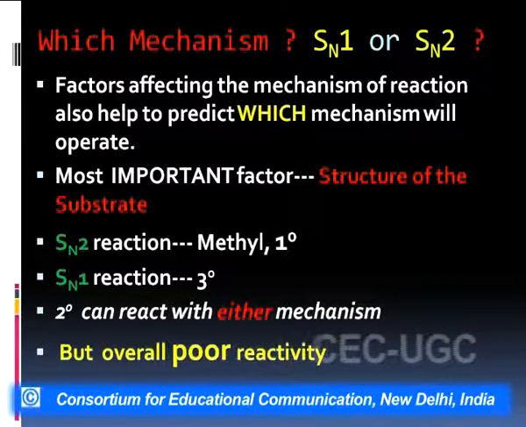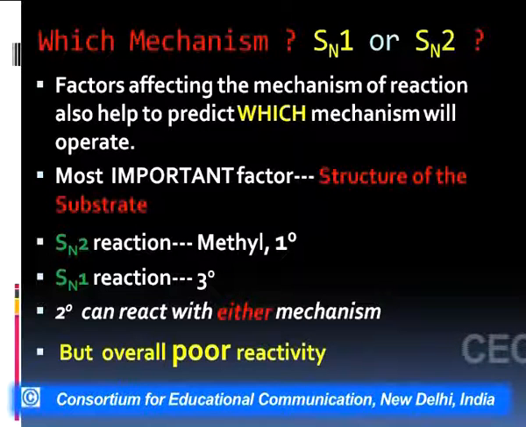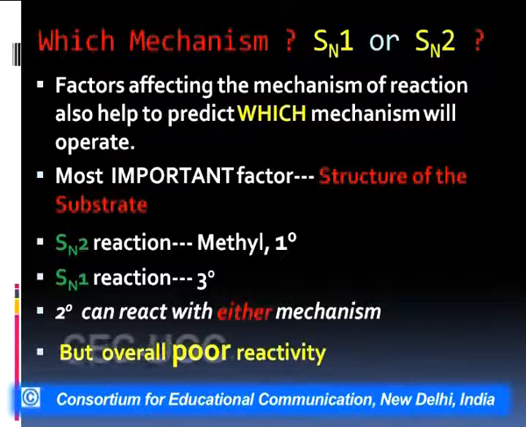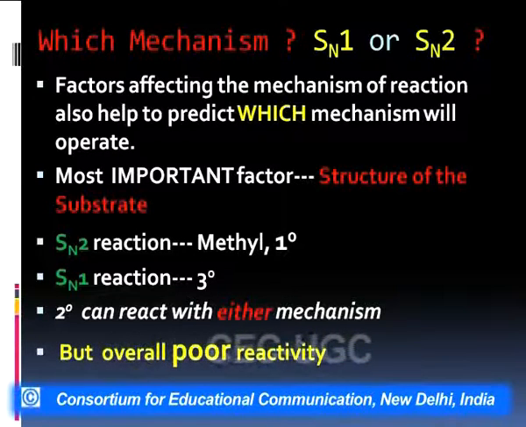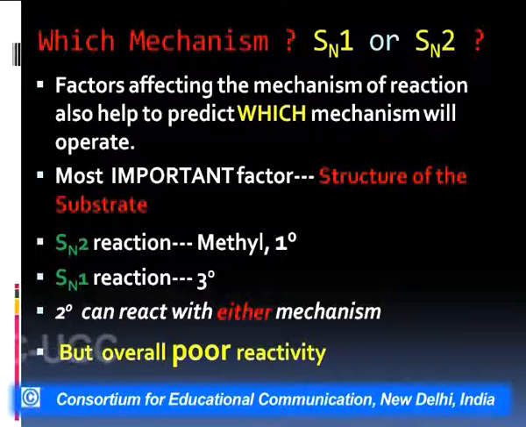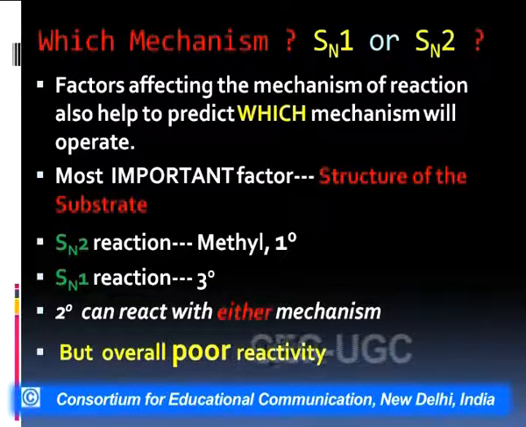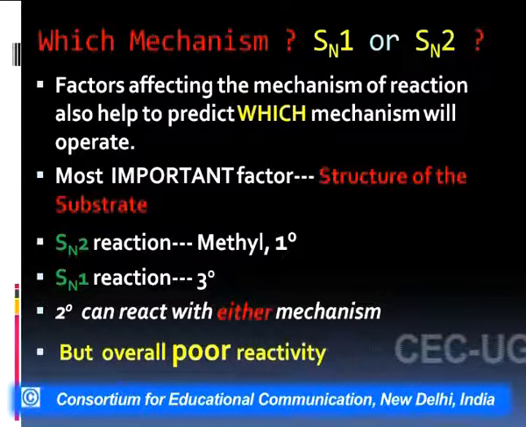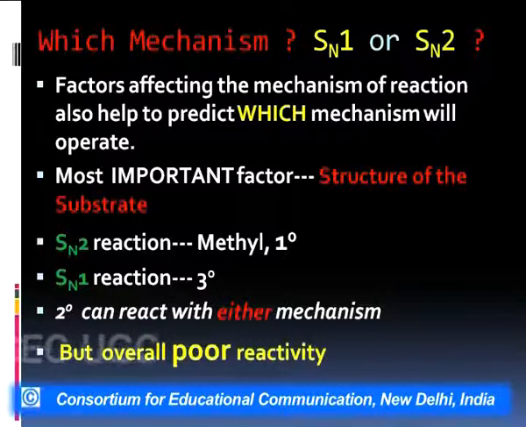Before we proceed further, we have to look at the structure of the substrate. Is it primary, secondary or tertiary? Now we know a primary substrate will undergo the SN2 mechanism, a tertiary will undergo the SN1 mechanism, whereas a secondary can react with either. It can undergo either the SN1 or the SN2 mechanism, but the overall reaction is quite poor.